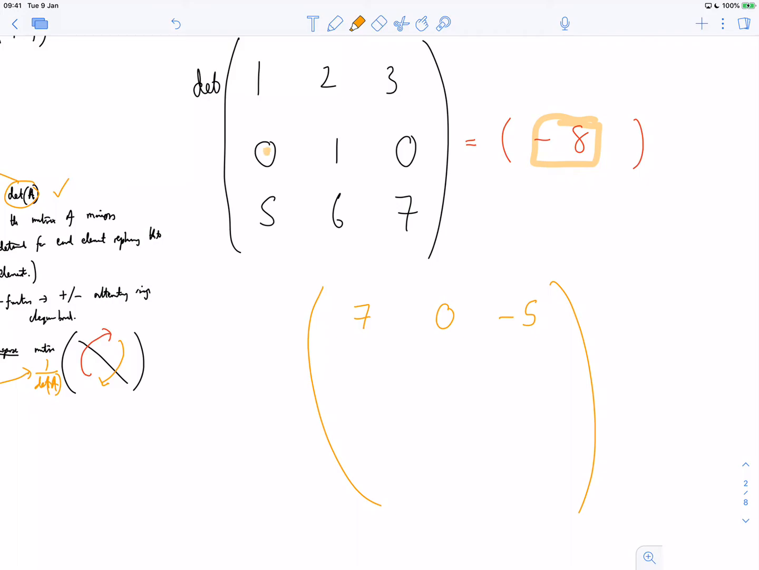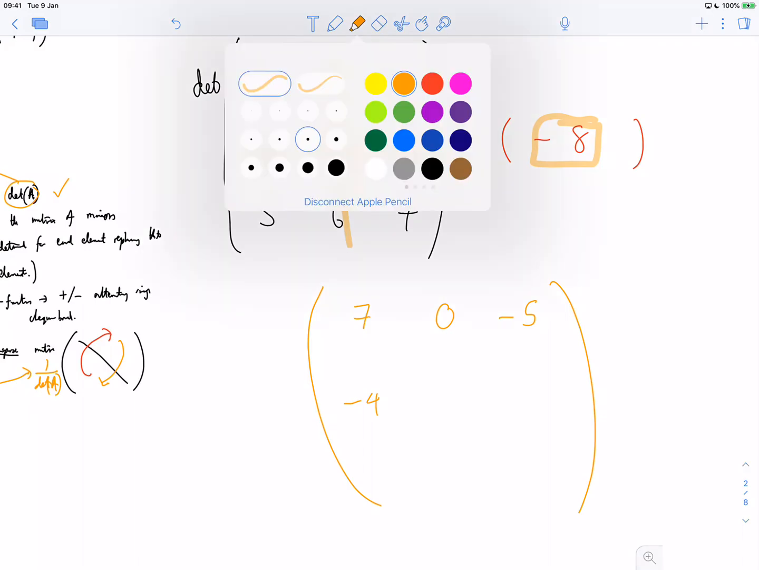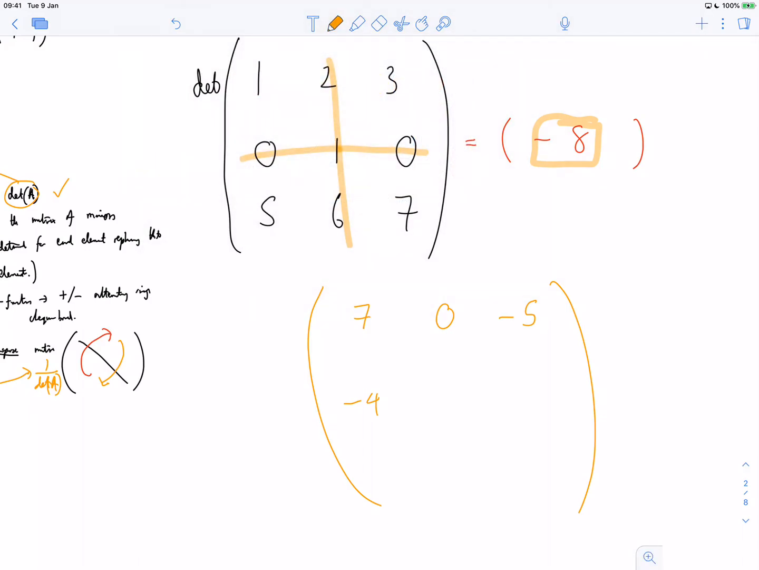Then for this element, I cross out the column and row, so I'm going to have to do 2 times 7, which is 14, minus 3 times 6 is minus 18, so that's going to be a -4. Okay, and then for this one, cross out, and I know what this is. I've got 1 times 7 minus 3 times 5, so that's just -8. That's easy enough. And then for this one, I've got 1 times 6 minus 2 times 5, so I've got 6 minus 10, so that's a -4.